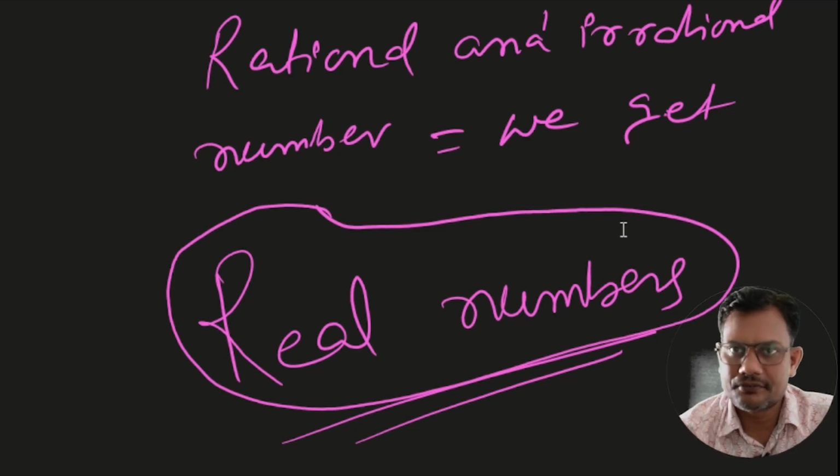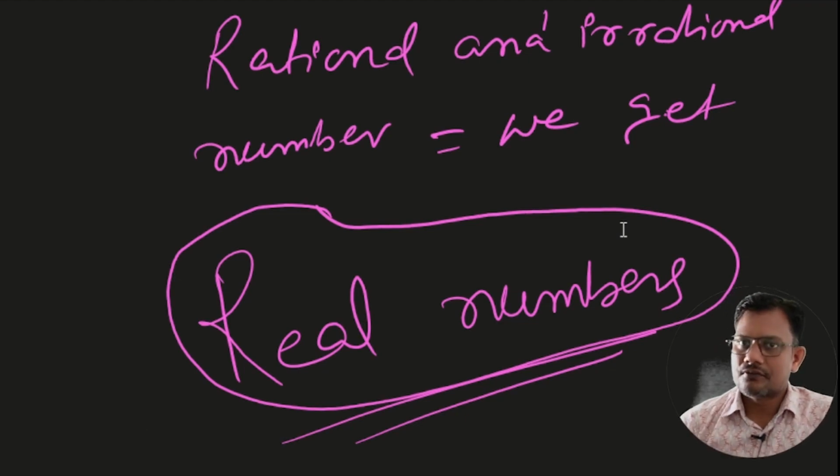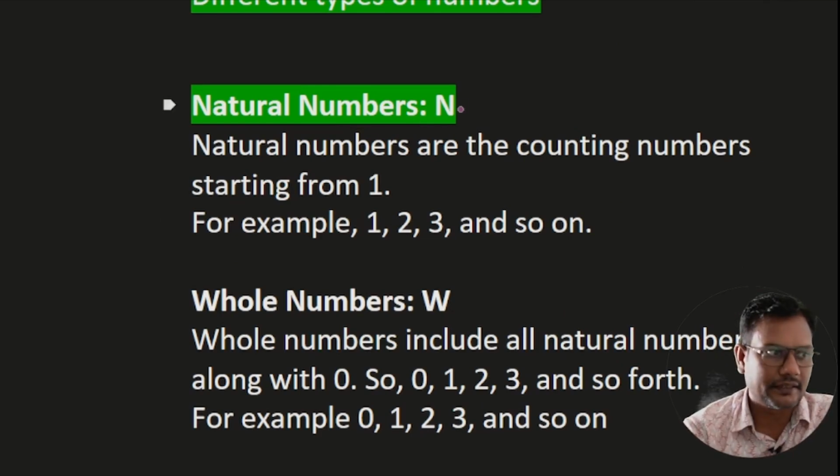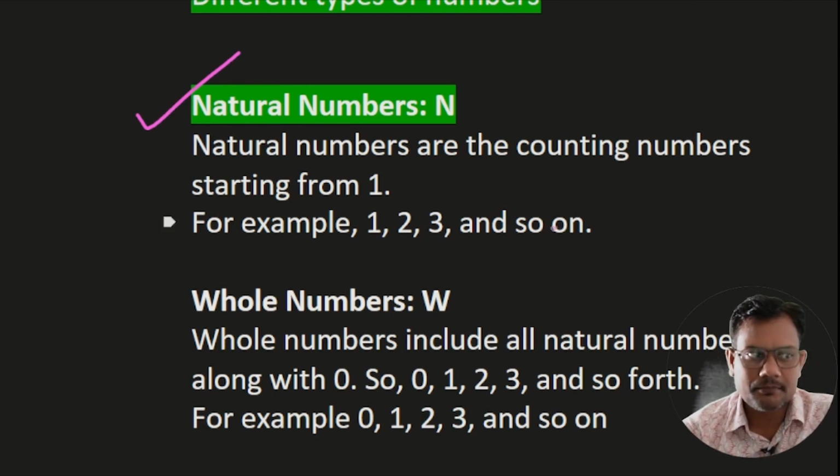Let me brief again, let me recap all the definitions of the number system so that you will get a better understanding about the real numbers. Again, we have learned different types of numbers. Natural numbers are the counting numbers.